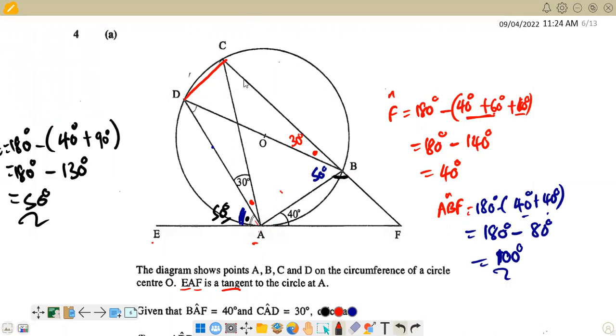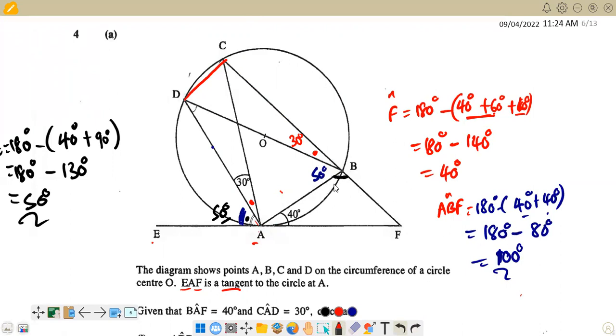But CBF is a straight line. So we can take advantage of these two angles that we have, since we know that angles on a straight line add up to 180 degrees. So this is what I'm going to do. I'm going to subtract these two angles, the 30 and the 50. If we add 30 plus 50, that's 80.